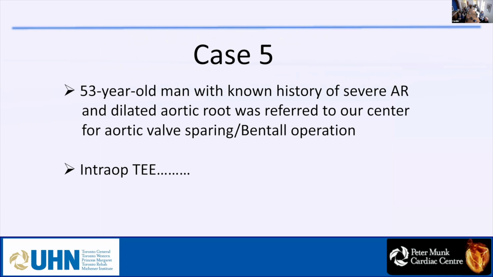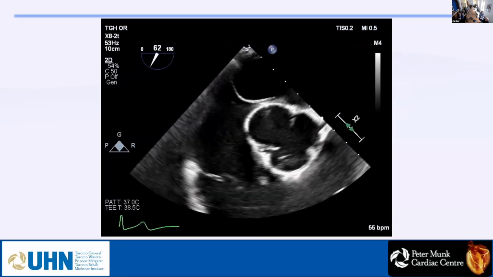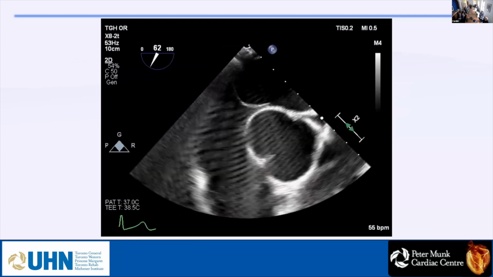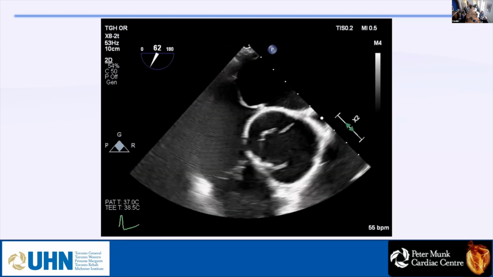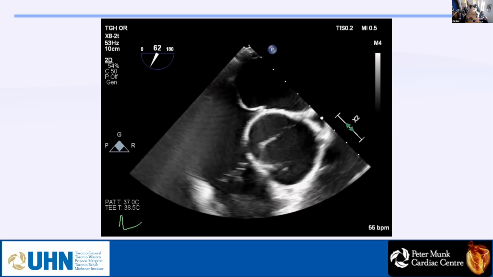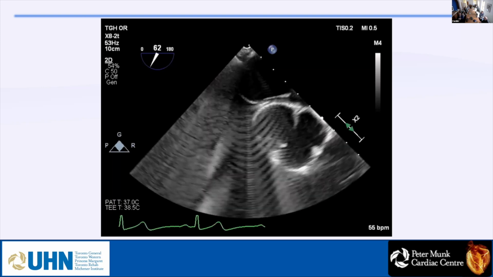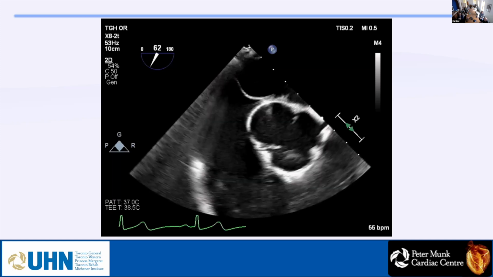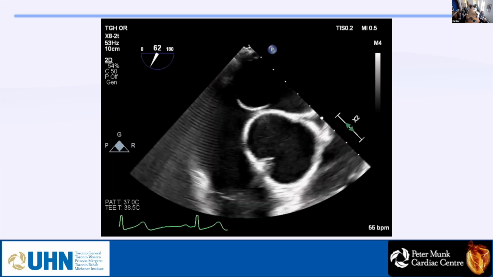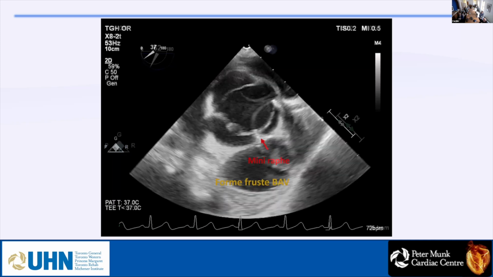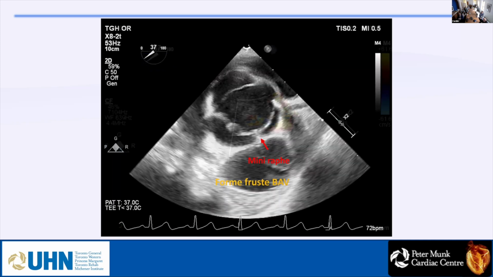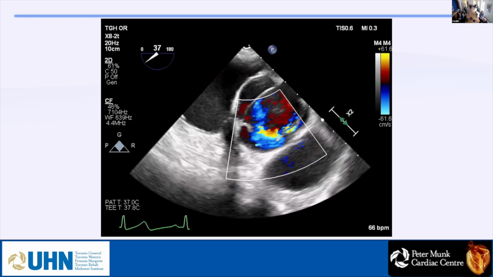So this is the last case, known history of AI. So as I said at the beginning, aortic valve repair is an art or science. It is an art for a senior surgeon like Dr. David. It is a science for us that we have to learn. So this is Dr. David's case, and I did all the measurements. We didn't look at measurements at all. Just look at it and say, I want to repair it. You see it, severe AI.